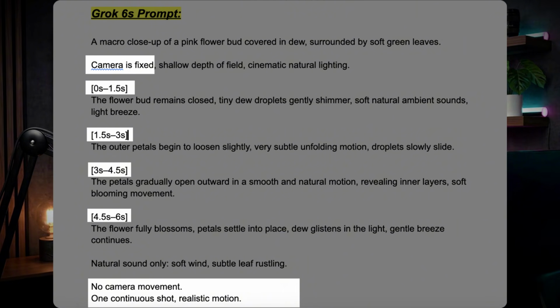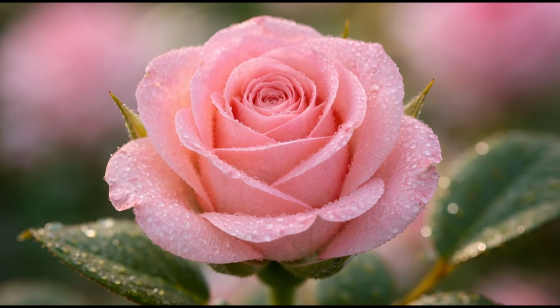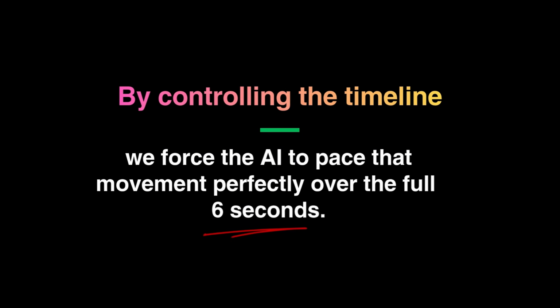First, I locked the camera down. I explicitly wrote, fixed camera, no camera movement. AI has a bad habit of doing these wild, random camera pans. This stops that and gives you a clean, studio quality shot. Second, and this is the real magic, look at these timestamps. 0 seconds to 1.5 seconds. 1.5 seconds to 3 seconds. I am micro-directing the AI second by second. Why? Because if you don't, the AI usually rushes the entire blooming animation in the first 2 seconds and then just freezes. By controlling the timeline, we force the AI to pace that movement perfectly over the full 6 seconds. It's all in the details.